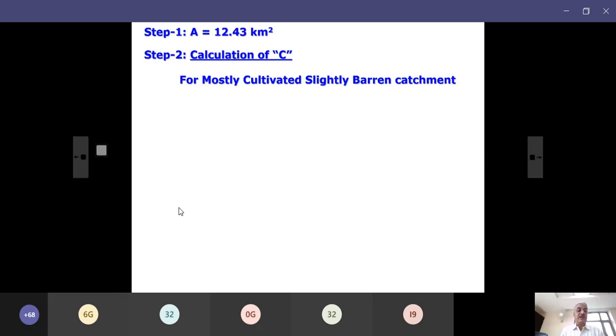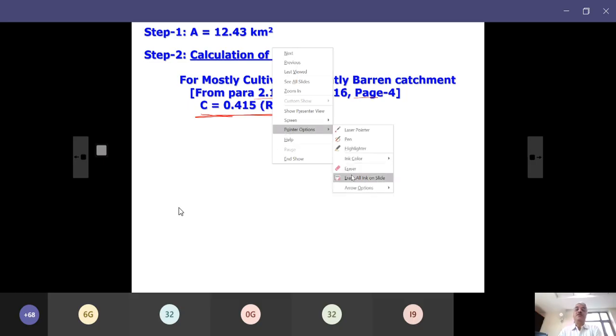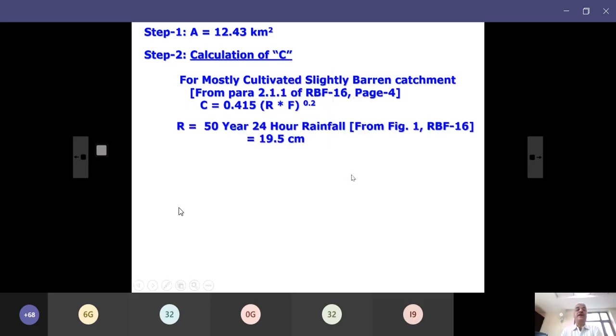Now if you see the table and try to find the nearest entry for a mostly cultivated, slightly barren catchment, this is the formula from that report we have seen. C equal to 0.415 R into F to the power 0.2. So now come to R and F. R is the 50 years 24-hour rainfall from figure 1 of RBF 16 for the given bridge location. It will come out to be 19.5 centimeter.